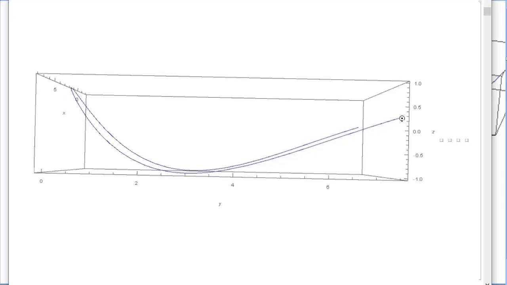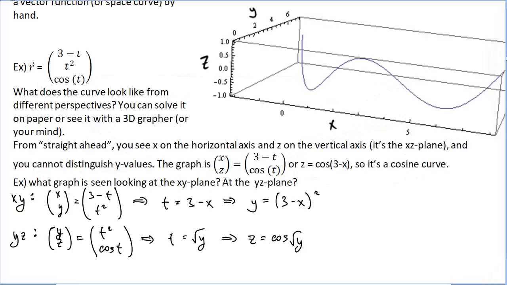But if this graph were to go on forever, it would actually go up, down, up, down, up, down. To the right. To the left, you'll notice that it stops. And that, if you recall, matches exactly with what we were saying. Z is the cosine of root y, so it's a cosine curve, but notice that root y will always be a positive number, so we've always got positive y. So anyway, if you have this fancy software, you can actually take a look at these different graphs.